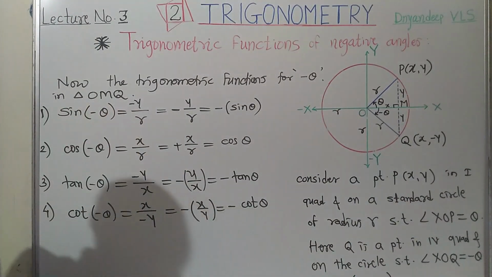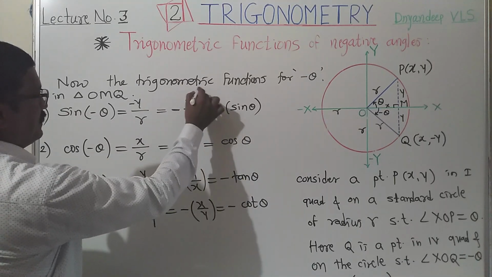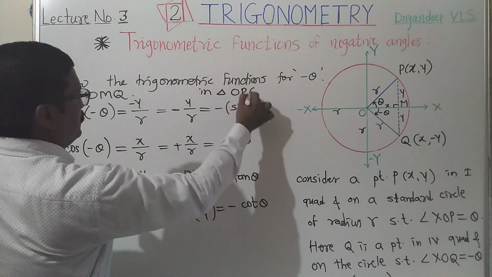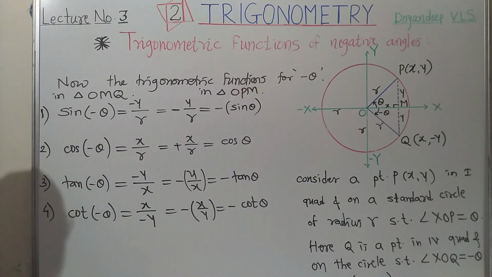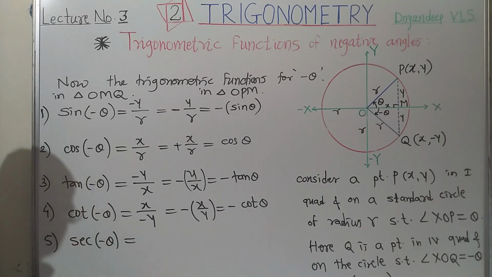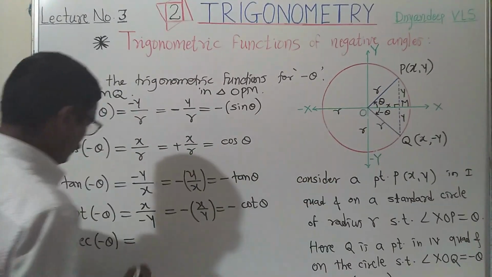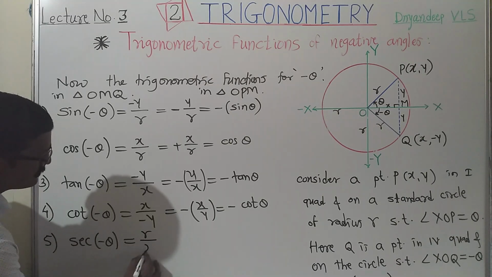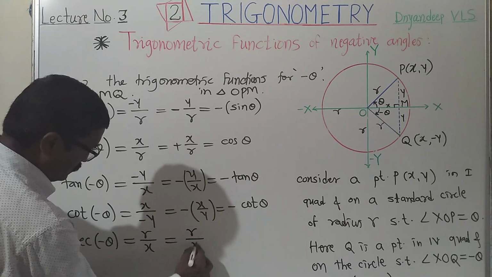B is for the triangle, sin theta equals y upon r in triangle OPN, not Q. Okay, so next one, fifth, that is sec of minus theta. Sec of minus theta is hypotenuse upon adjacent. Hypotenuse is r, adjacent is x. So r upon x, x is positive, that is equal to r upon x. Once again, no change in sign.